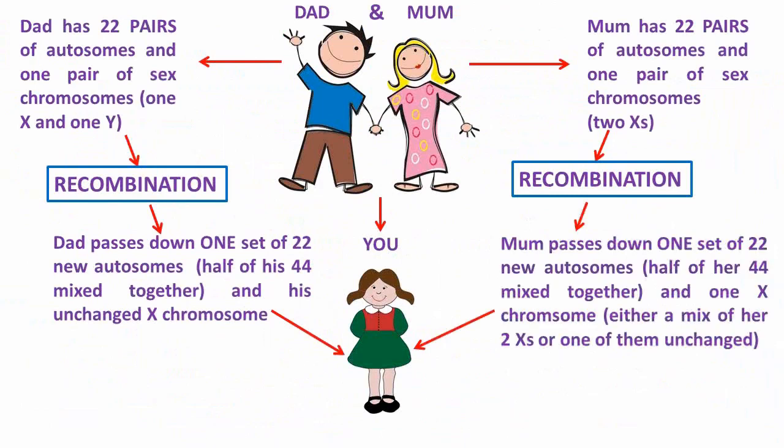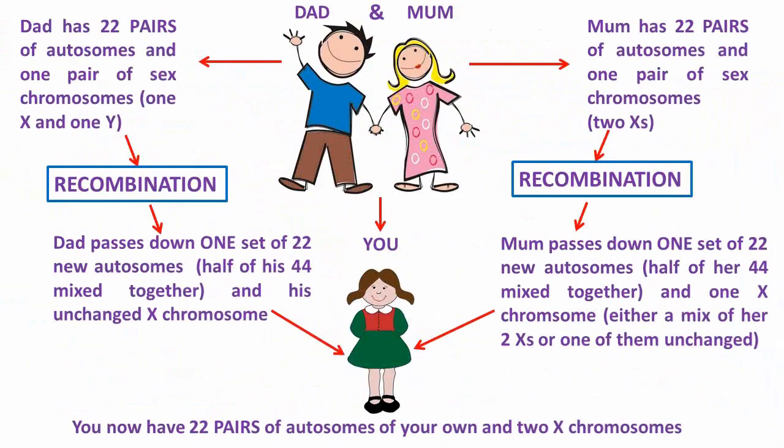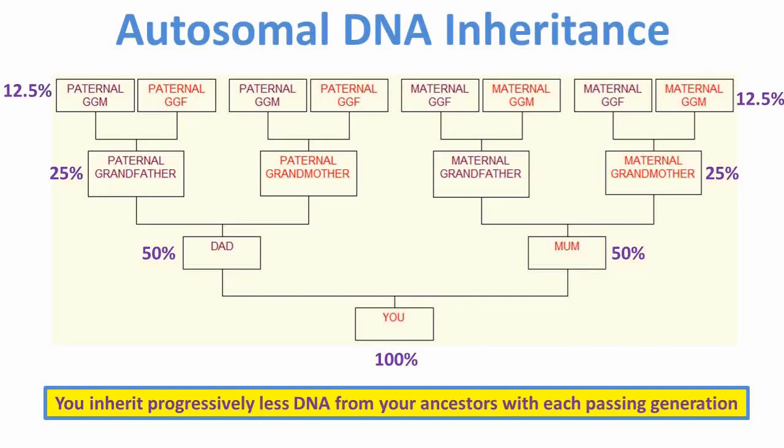She passes down a new set of 22 autosomes, half of her 44 mixed together, and 1 X chromosome, which is generally going to be a mix of her 2. Occasionally, it may be one of them unchanged. You have a mix of DNA of your own, 22 pairs of autosomes and 2 X chromosomes, of course, X and Y if you're male. You inherit progressively less DNA from your ancestors with each passing generation. 50% parents, around 25% grandparents, around 12.5% great-grandparents. You can see it halves each generation we go back in time.